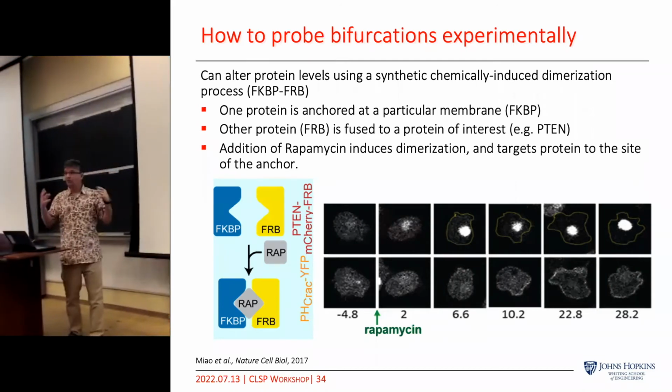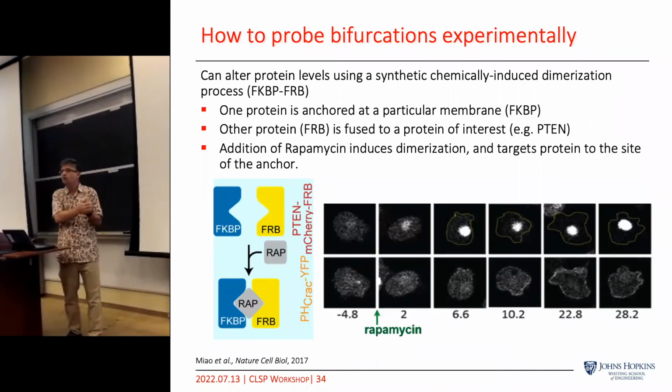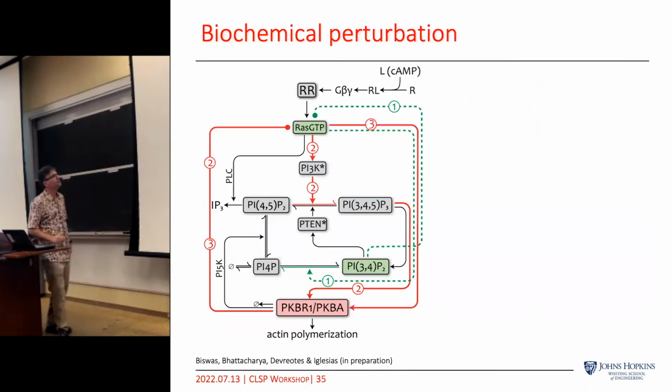Now I should point out that we did this. The one drawback of this is it's not reversible. Okay, once you've added the chemical, they dimerize and that's it. We now can do this optogenetically. So basically, by shining a laser, you join them, you turn off the laser, and they come apart. Okay, so it's really cool. I don't think I have any movies of that.